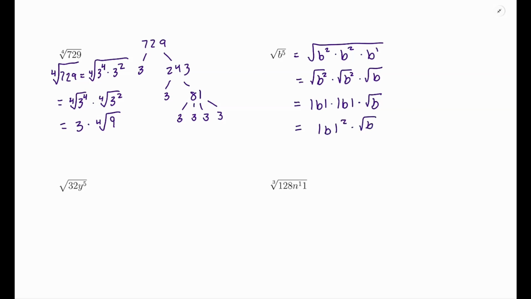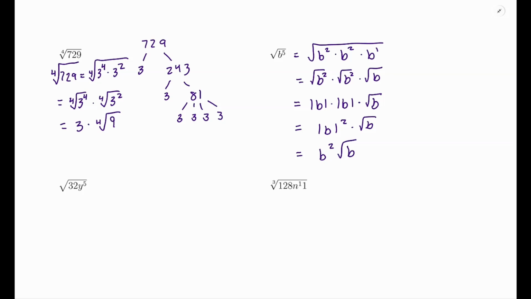Now here, the absolute values aren't needed because we're squaring it. So this is always going to be positive. So my OpenMath would actually consider this not simplified all the way. You would need to rewrite it as b squared times the square root of b. On a test, I'm not going to be that picky though.